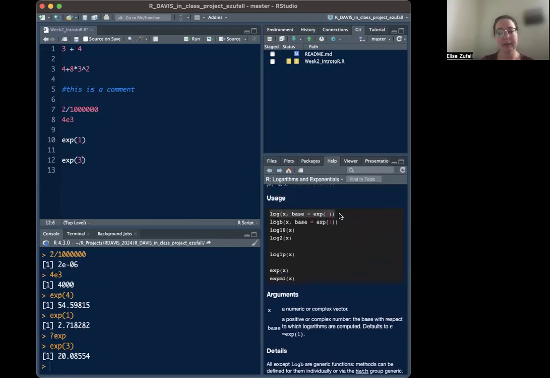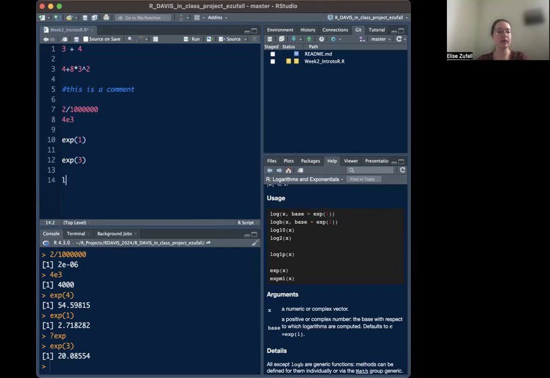Now it also has information about the log function, which has 2 arguments. So let's look at these 2 arguments. The first one is just called x. The second one says base equals exponent of 1, which means e to the 1. So whenever you see an argument that says something equals something else, that means it has a default.